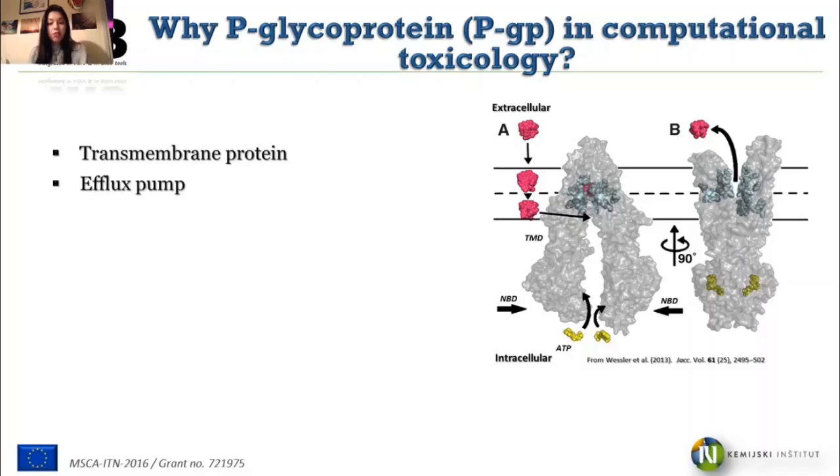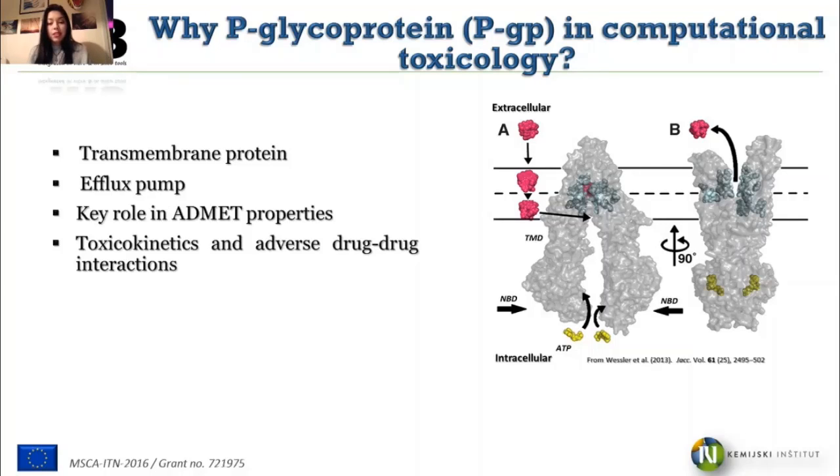The P-glycoprotein is a transmembrane transporter. The main function of this protein is to pump out of the cell a big number of compounds. It is important in the ADMET processes because it affects the pharmacokinetics and it also mediates the adverse drug-drug interactions. PGP has a protective function in the body against toxic compounds and is also involved in the multi-drug resistance phenomenon.